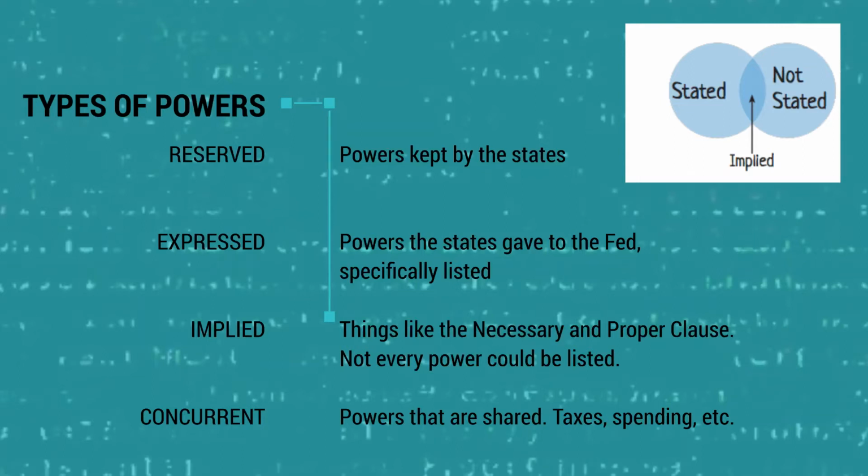Some people think they've taken that and taken it too far, but like I said, we've already had that conversation. We're not going to go down that path too far again here. Then you have concurrent powers, powers that are shared between the state and the federal level, things like taxes, spending, etc. Okay.